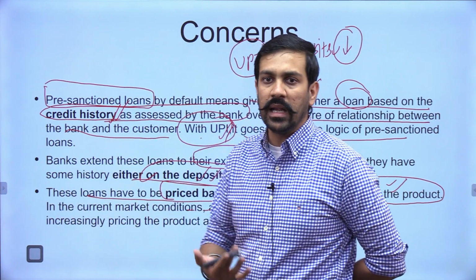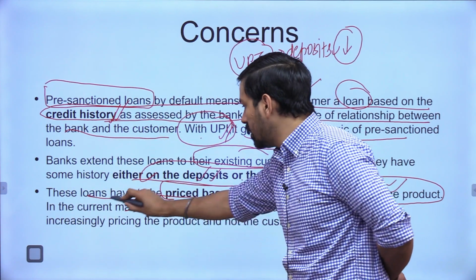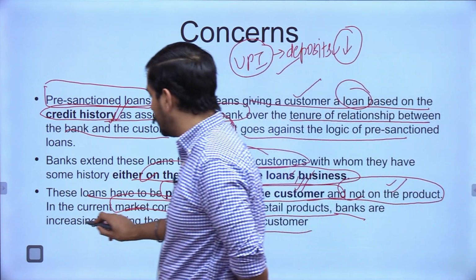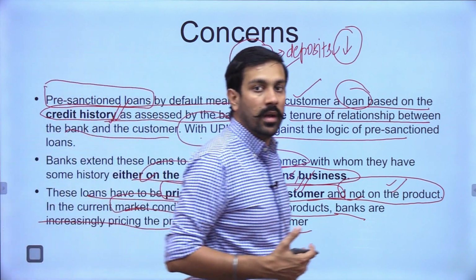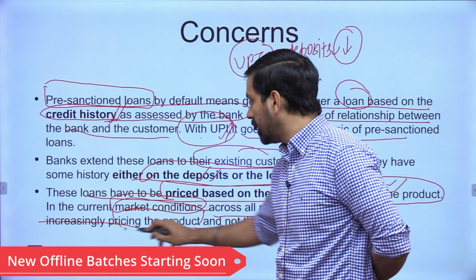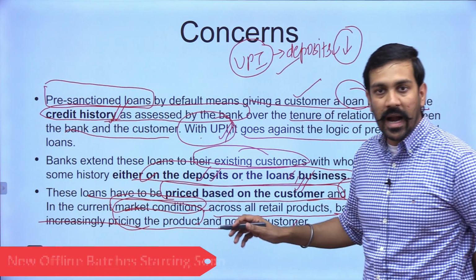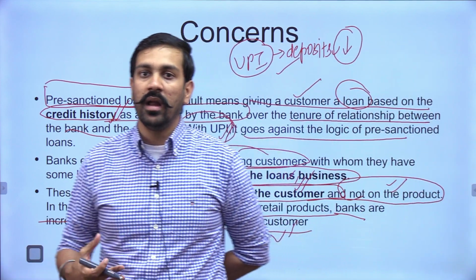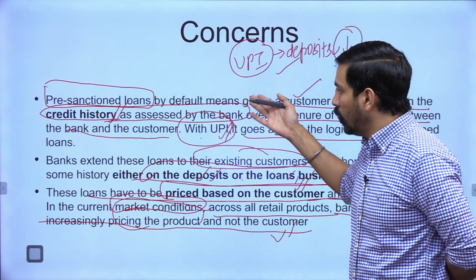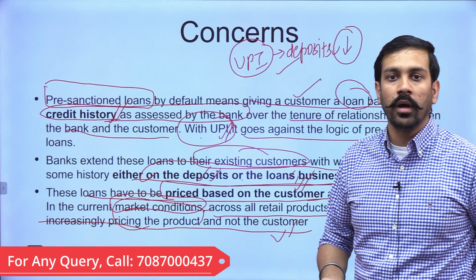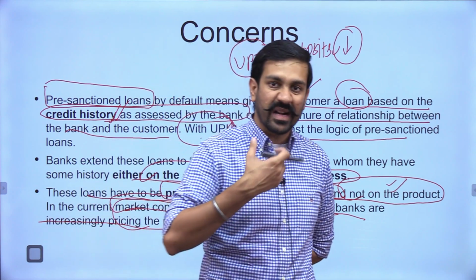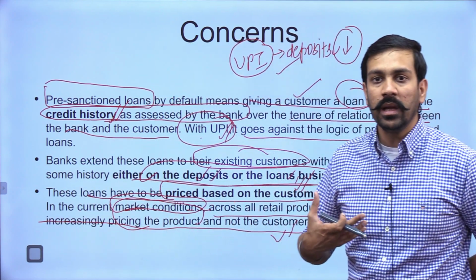But experts have highlighted their concerns that in the current market conditions, across all retail products, banks are increasingly pricing the product and not the customer. In the prevailing market scenario, loans are given out on the basis of product and not the customer, and this goes against the market trend. Whether this will be successful or not, we will see whether these concerns are addressed or not. How the loan is given, how it is repaid, how credit history is assessed, this needs to be seen.